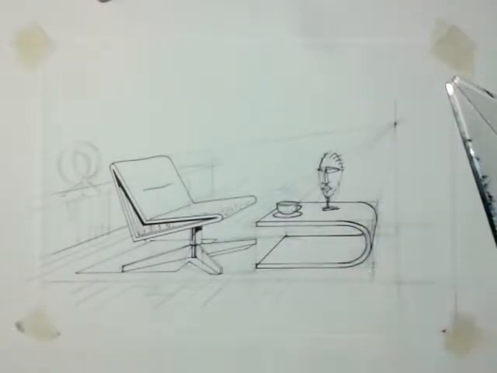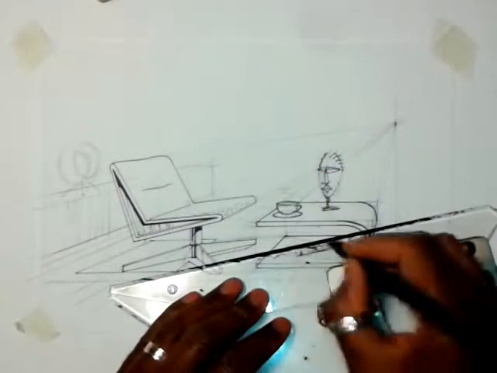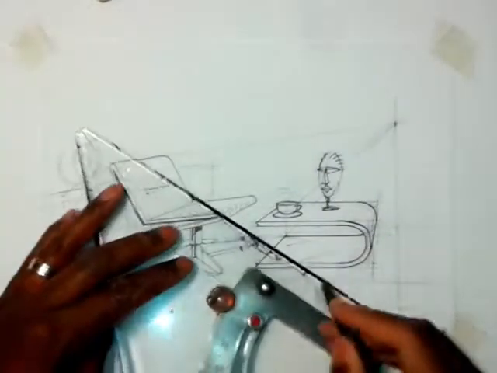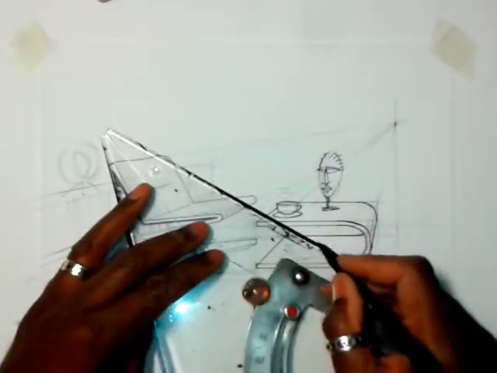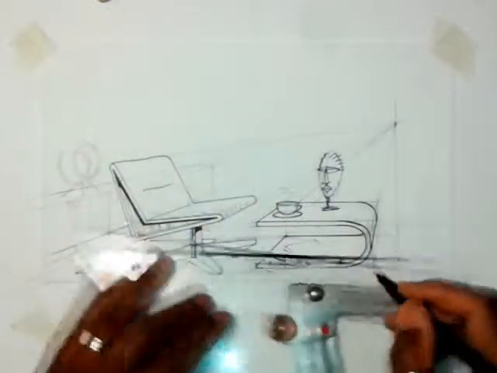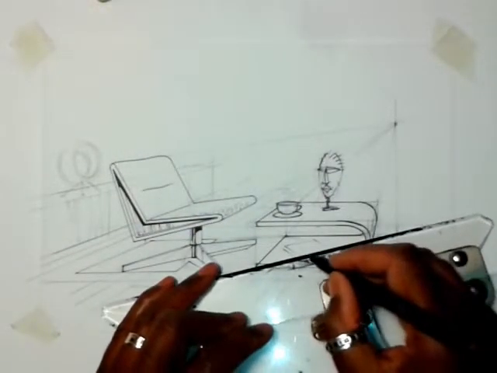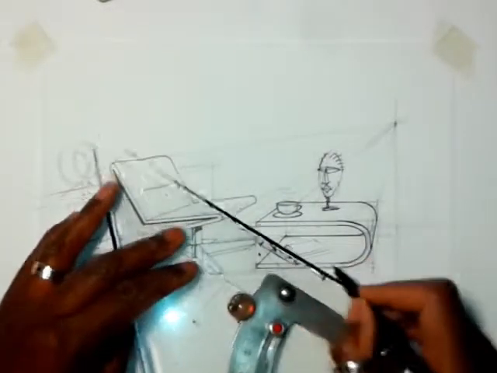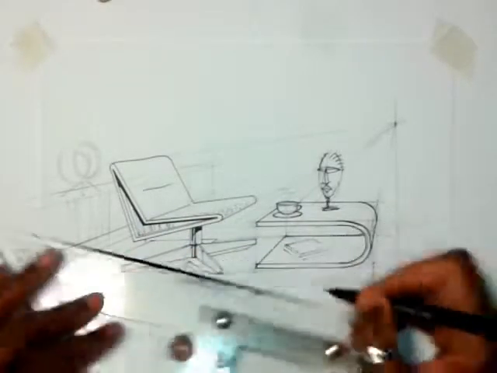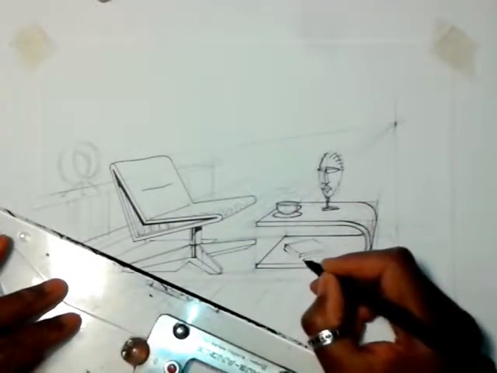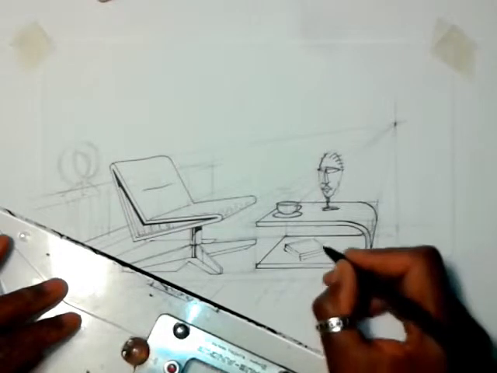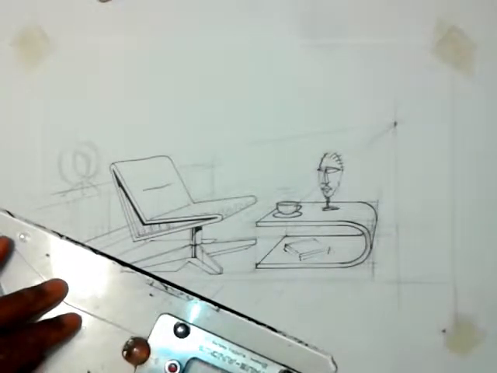And then why not just put something on the bottom here? We'll just put some books. I'm just going to drop in a couple of books here, sitting on top of each other. And that's our books.